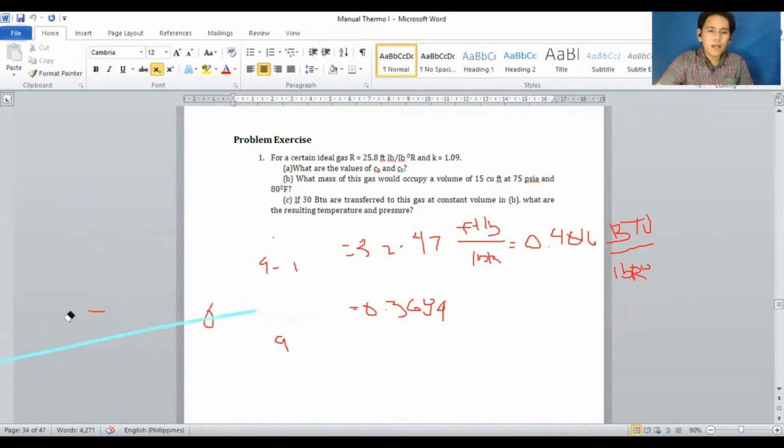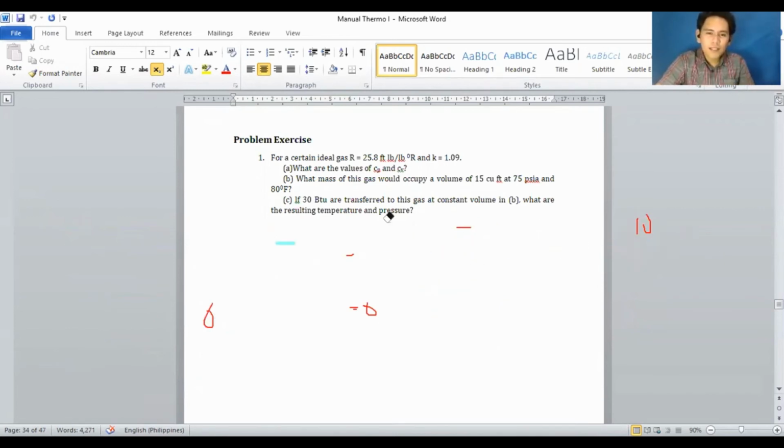In letter B, what mass of this gas would occupy a volume of 15 cubic feet at 750 psi and 80 degrees Fahrenheit? So therefore, using your equation, PV equals MRT, we can get the mass. Your pressure is 75 psi. You have to convert it also into pounds per square feet.